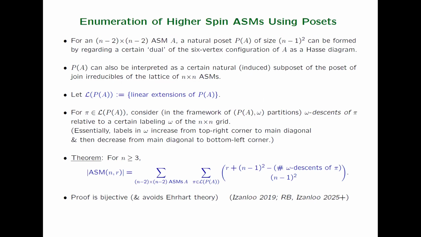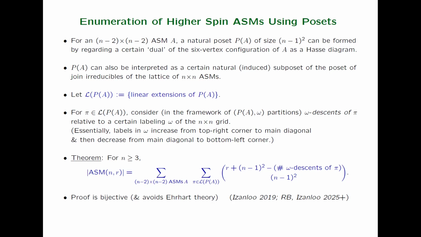Well, there's some information here, but the main point is this one here, where I've expressed the number of these generalized or higher spin ASMs purely in combinatorial form using the framework of the omega partition. For those of you who are interested, I'll tell you later. But this is a completely combinatorial theory.